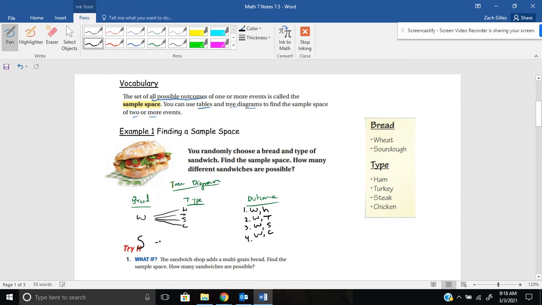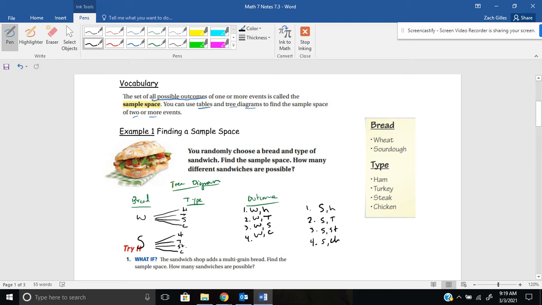Now I could also have sourdough bread. So I could have sourdough bread, and I could have that with ham, I could have that with turkey, I could have that with steak, or I could have that with chicken. Okay, so then that would give me another 4 outcomes. I could have sourdough with ham, sourdough with turkey, sourdough with steak, or sourdough with chicken. Okay, so this is what they consider a tree diagram right here, and it kind of just helps us show all the different outcomes or possibilities for the different types of sandwiches.